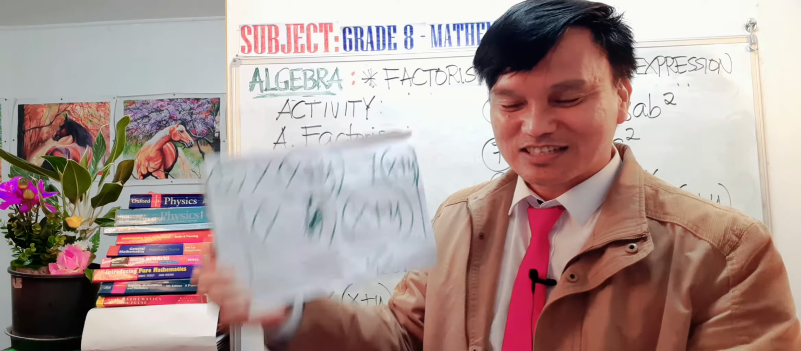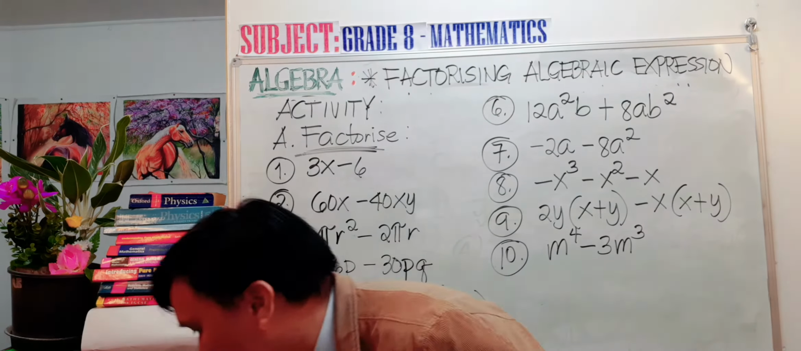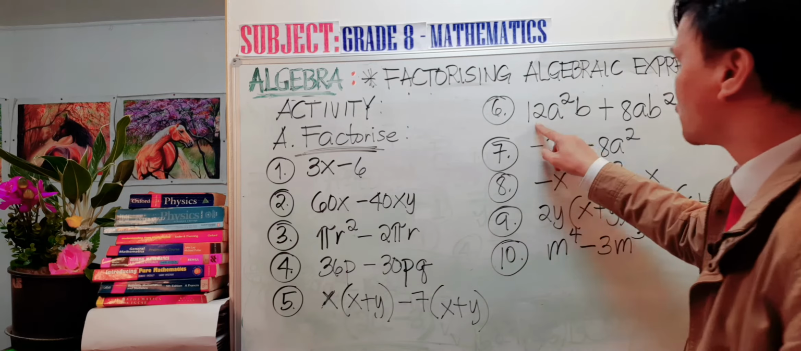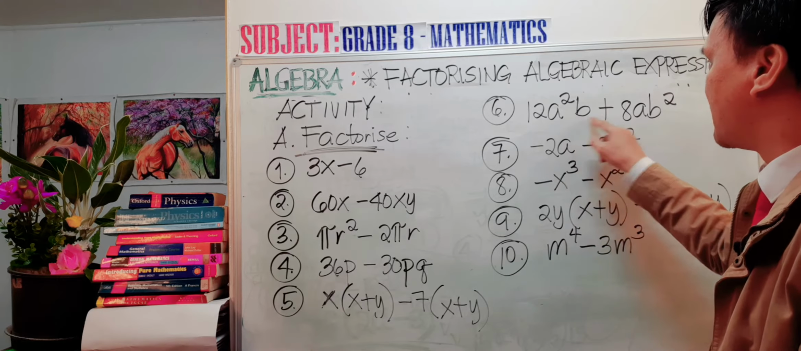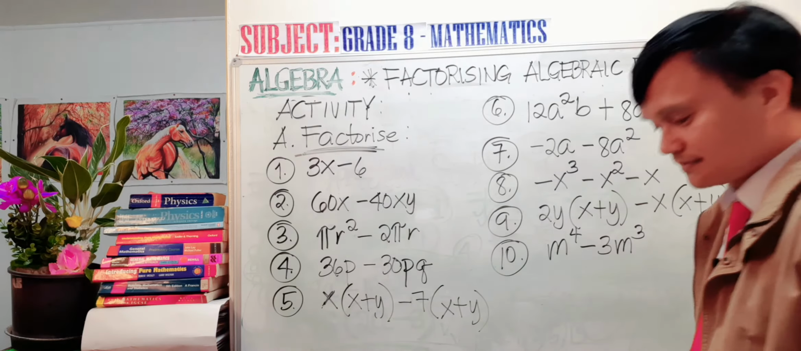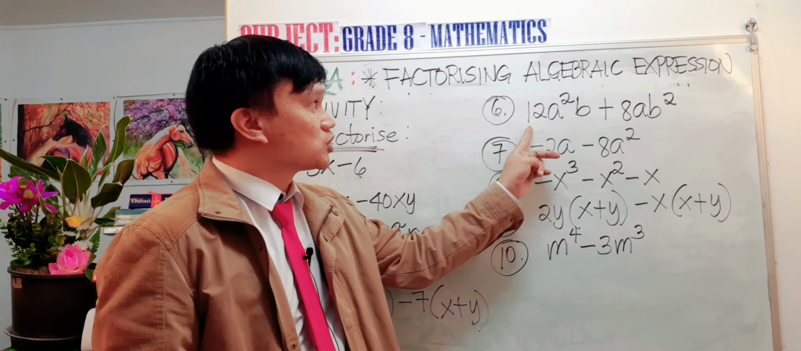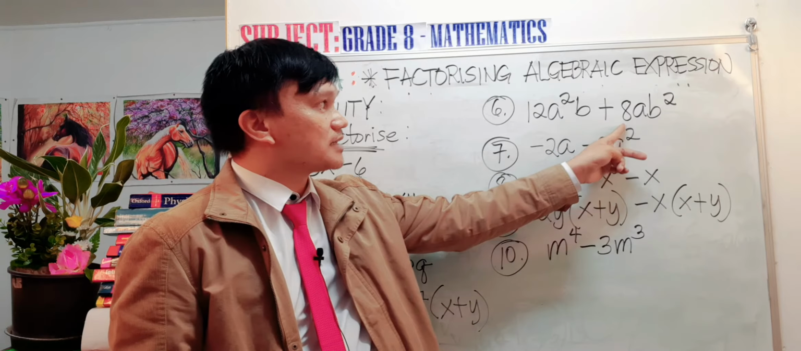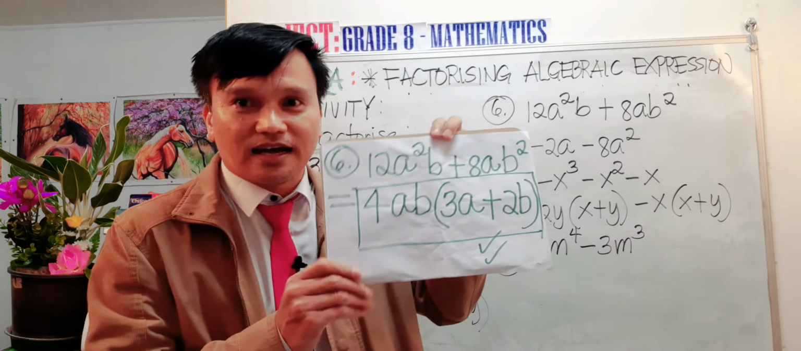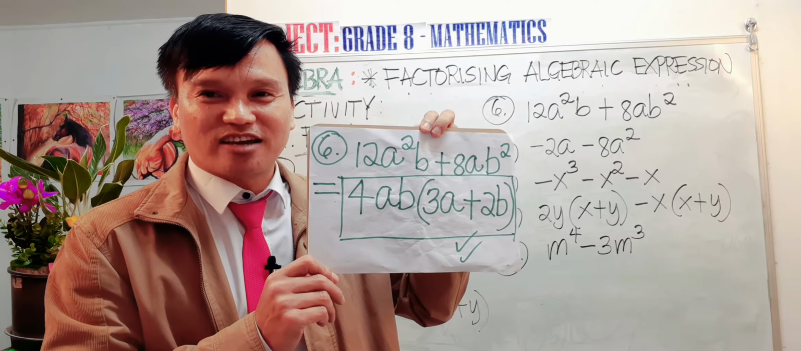All right. So, next one, question number 6. Question number 6 is over here: 12a squared b plus 8ab squared. I have to position myself on this side now, since we are on this side. 12a squared b plus 8ab squared. So this is now the answer. Please check your work.